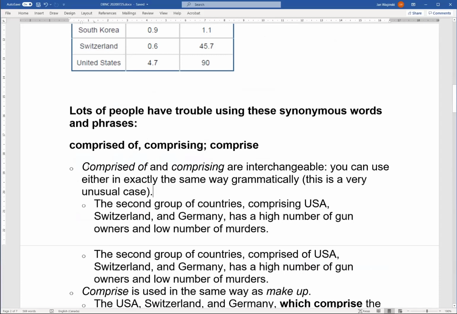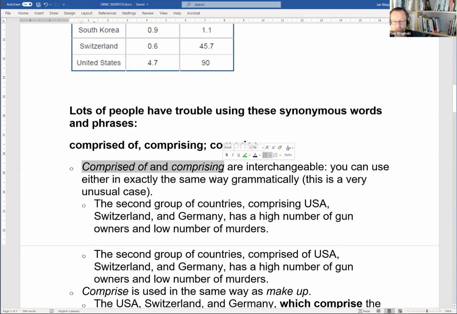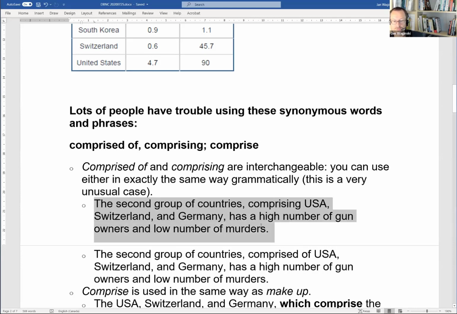So again, we're looking at vocabulary that you're going to use on a lot of writing task 1 descriptions. So comprised of, comprising are interchangeable. This is a grammatically unusual situation because you've got the passive participle and then you've got the active participle, but the way this word is used, it doesn't matter. So we can say the second group of countries, comprising USA, Switzerland, and Germany, has a high number of gun owners and low number of murders.